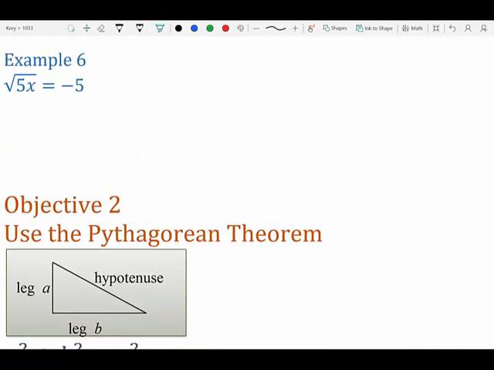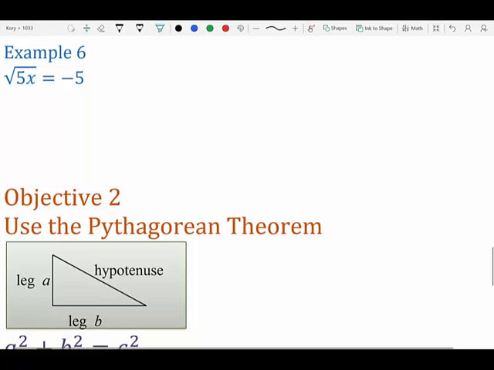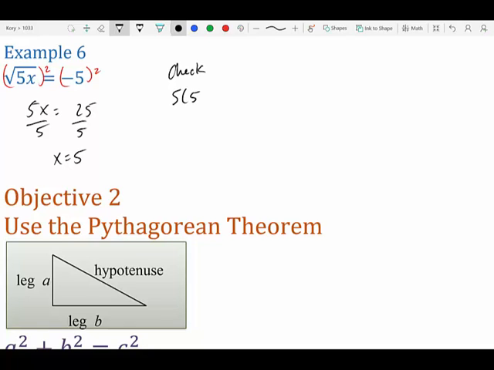Alright, example 6, we're skipping 5, like we did in class. So example 6, we need to isolate a radical. This one already is. So we have 5x equals 25, divide by 5. So x is 5. Now we need to put it back in and check your answer. So we have the square root of 5 times 5 equals negative 5. The square root of 25 equals negative 5. It does not. So this is no solution.